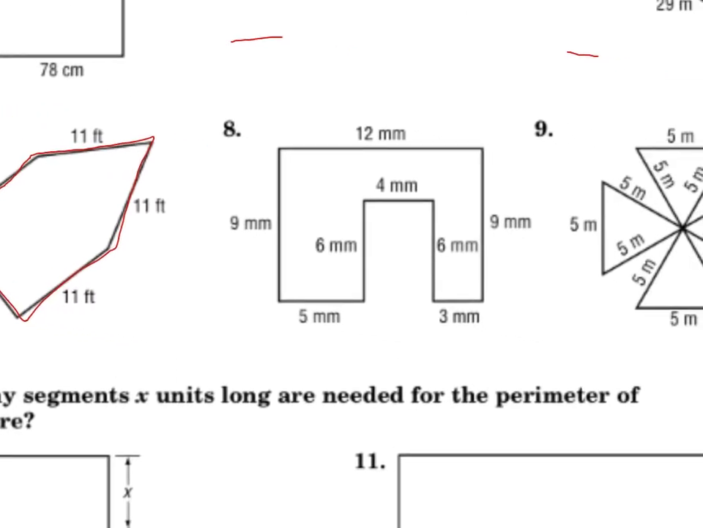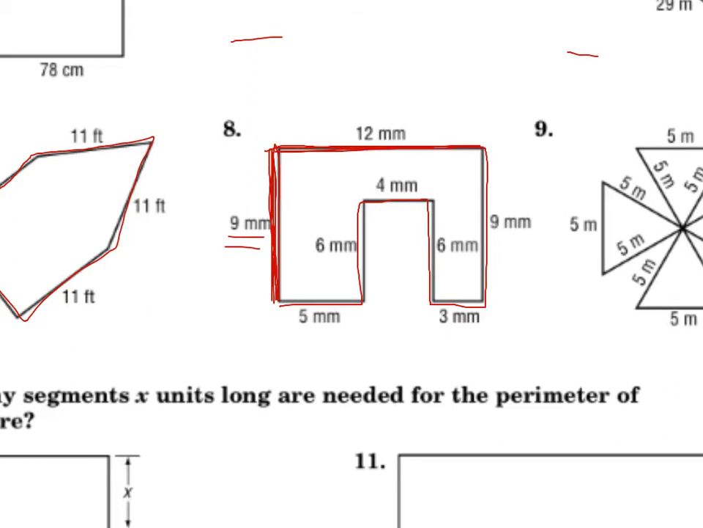Number 8, you have to make sure that you catch every straight side. That one's labeled 9, 12, 9, 3, 6, 4, 6, 5. What I tell my students to do is just outline it like this, and for every straightaway, every straight part, make sure there is a label, because sometimes they won't label a side, and you have to figure out what the length is. Does this side have a label?